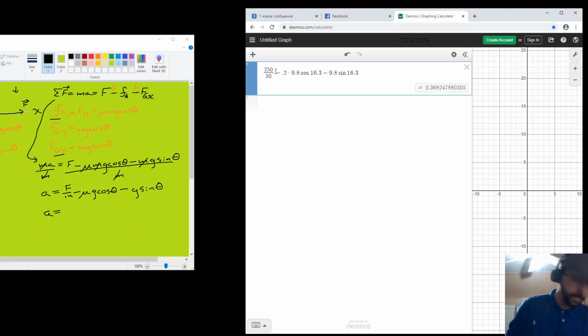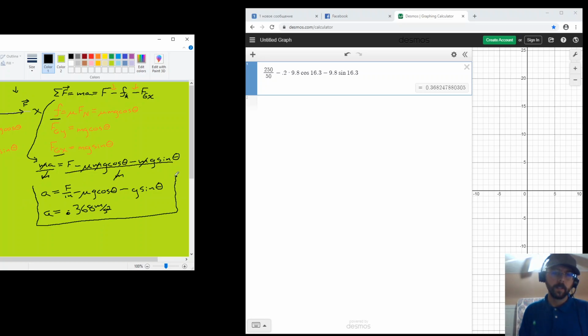Let me just double check. Yep, 386. So, if I can find my mouse here. So we have acceleration equals, there we go, 0.368 meters per second squared. I didn't follow my units through, bad physics student. So this is the answer. That was the easy way.